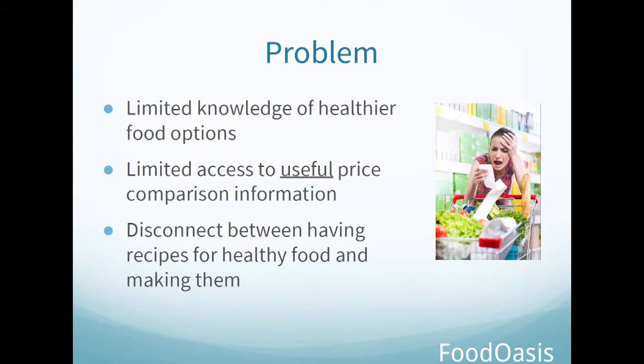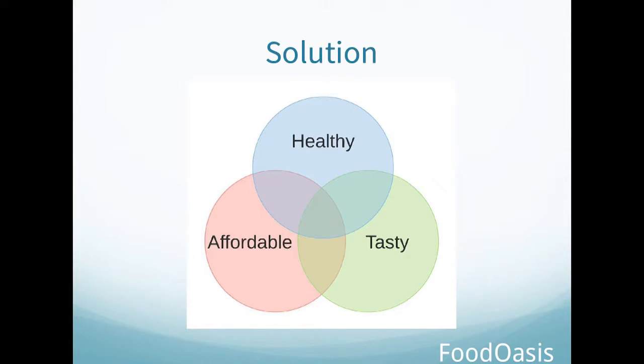So we started off with a fairly altruistic intention, and not that we're veering away from that. However, we were really looking at the cost-conscious and health-conscious communities. And what we found is that there's limited knowledge of healthier food options. There's limited access to useful price comparison information, and emphasis on the useful. And lastly, there's a big disconnect between having recipes for healthy food and actually using those recipes. So our app enters into this space by connecting people with food that is healthy, affordable, and tasty.